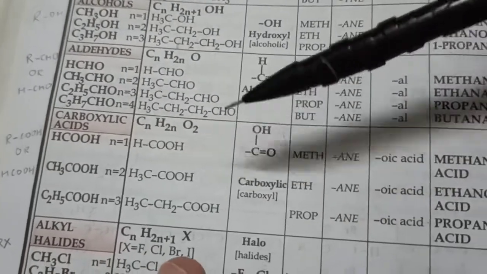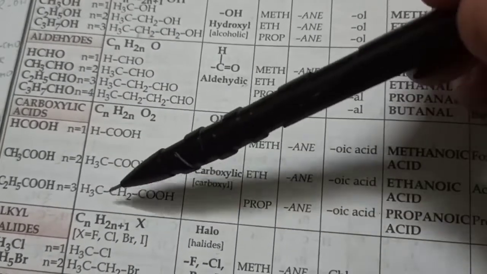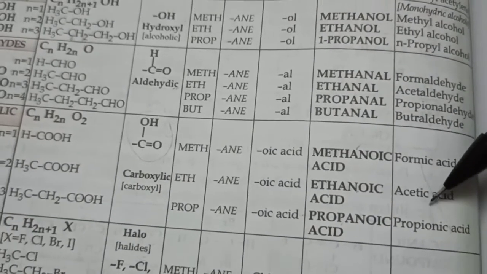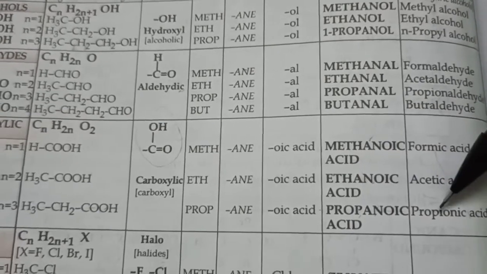And the namings, of course, you have to learn: methanoic acid, ethanoic acid, and propanoic acid. How propanoic? Well, 1, 2, 3 carbon atoms. So propanoic acid. And please learn the common names. Something strange here. This is propanoic acid, and the common name is propionic acid. So be careful about this.